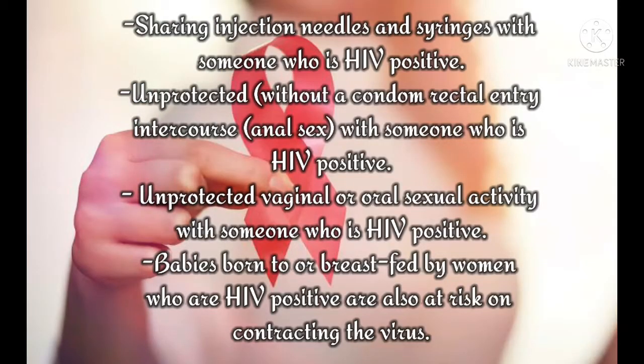First is sharing injection needles and syringes with someone who is HIV positive. Second, unprotected rectal intercourse, without a condom, with someone who is HIV positive, or you can call it anal sex. Third, unprotected vaginal or oral sexual activity with someone who is HIV positive. Then the last is that babies breastfed by women who are HIV positive are also at risk of contracting the virus.